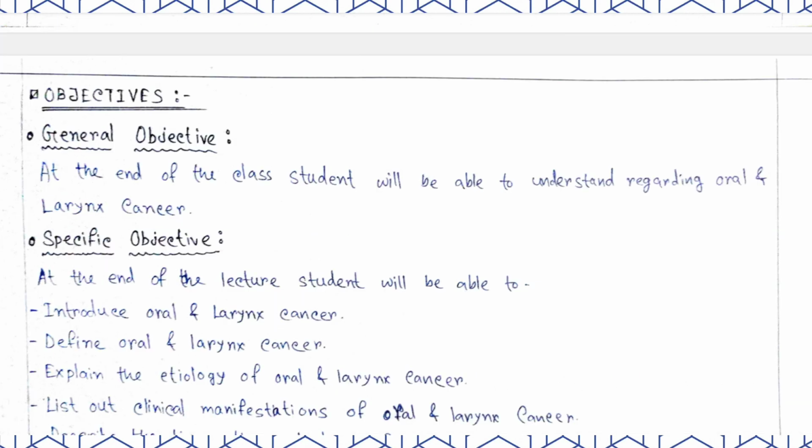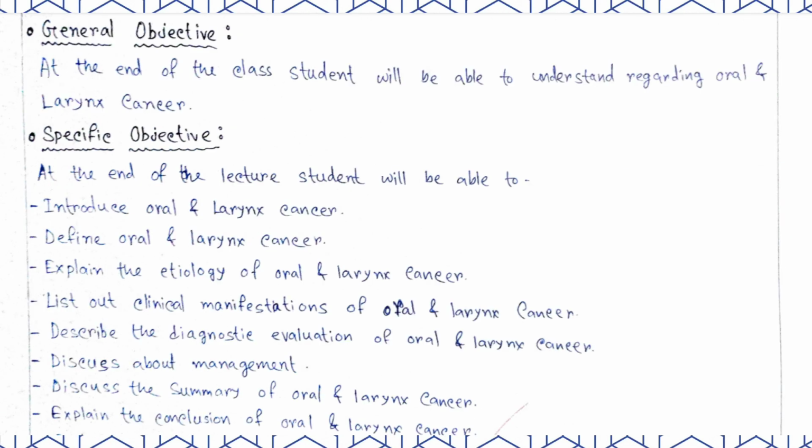Next is objective. First one is general objective and second one is specific objective. Under general objective, at the end of the class, students will be able to understand regarding oral and larynx cancer. And second one is specific objective.